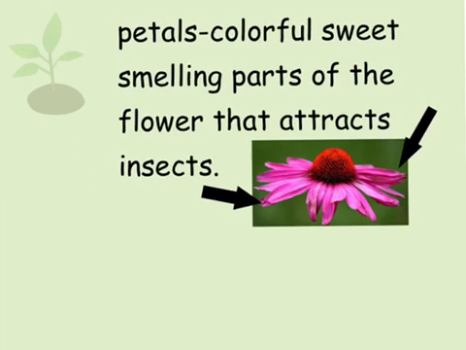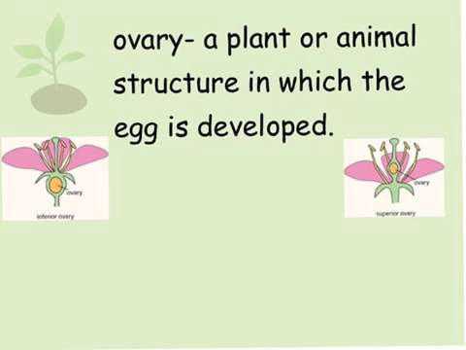Our next word is petals. Petals are the colorful, sweet-smelling part of the flower that attracts insects to that flower. Now, the reason we want to attract insects to a flower is because insects are the main way that flowers pollinate. You can pollinate by wind and by other movements, but 90% of the time it's pollination by insects. So that's why we want to have petals that are sweet-smelling and that attract insects so that all flowers can be pollinated.